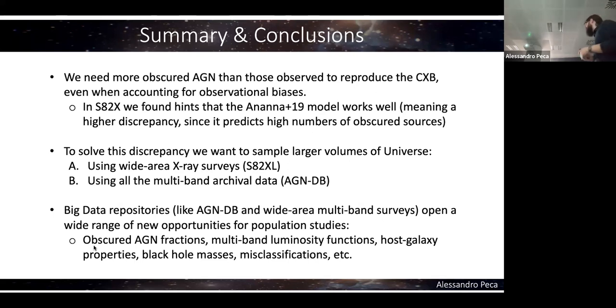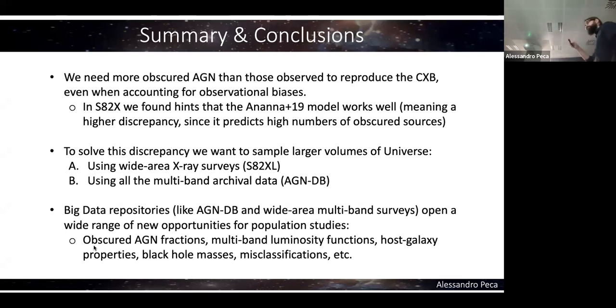And let me conclude by saying that big data repositories like AGN-DB and other multi-band surveys are not only about obscuration, but they really open many new opportunities, which are about multi-band luminosity functions, host galaxy properties, black hole masses, misclassifications, and really everything you can have in mind.